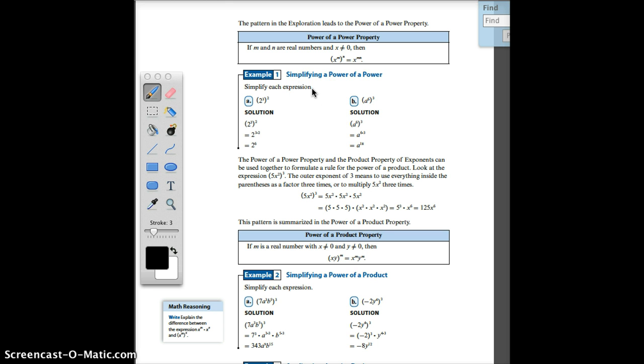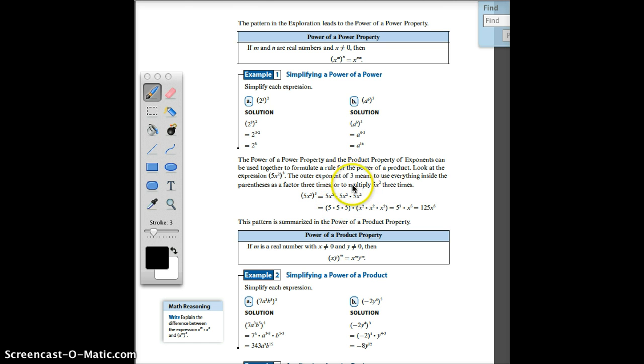Okay, so look at the power of a power property. If m and n are real numbers and x does not equal 0, then if you have x to the m to the n, you just multiply m times n. So simplify each expression here. Example 1, 2 to the third squared. The 2 exponents, 3 times 2, 2 to the 6th. And if it's a variable, it doesn't change anything. Excuse me, a to the 6 to the third power. You multiply 6 times 3, you get a to the 18th.